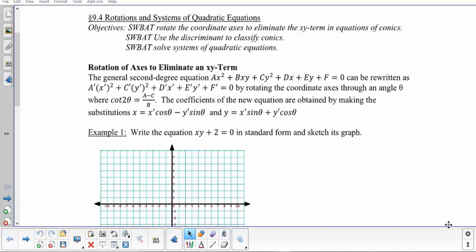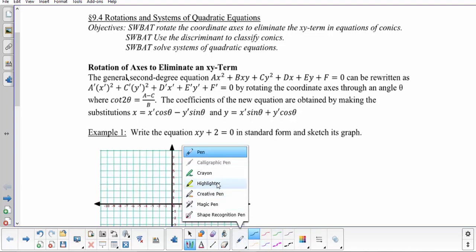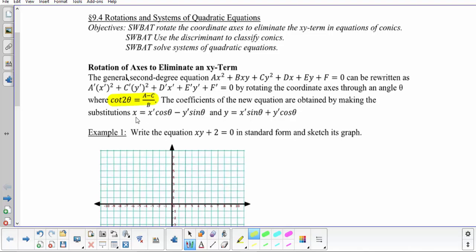The coefficients of the new equation are obtained by making the substitutions x equals x prime cosine theta minus y prime sine theta, and y equals x prime sine theta plus y prime cosine theta. The important thing is that as we work through, we have some formulas that are going to lead us. The first one is cotangent 2 theta is equal to a minus c over b. That's the first formula that's going to be really helpful for us. The second formula is here, where x is x prime and y is y prime.